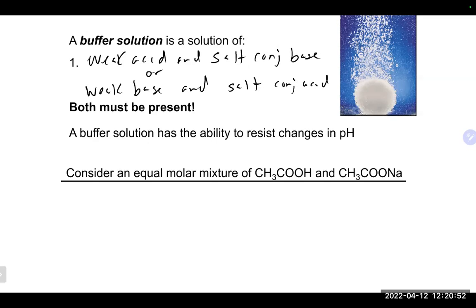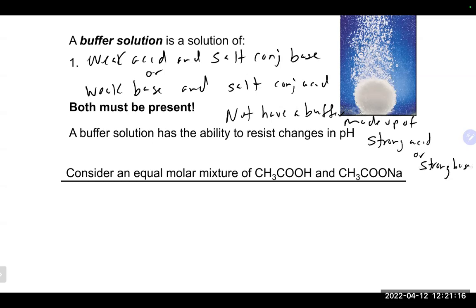They both need to be in the solution to begin with in order for a buffer to exist. You cannot have a buffer that is made up of a strong acid or a strong base. So if you got a strong acid or a strong base there, and you're saying this is a buffer, it is wrong. It is definitely not a buffer.